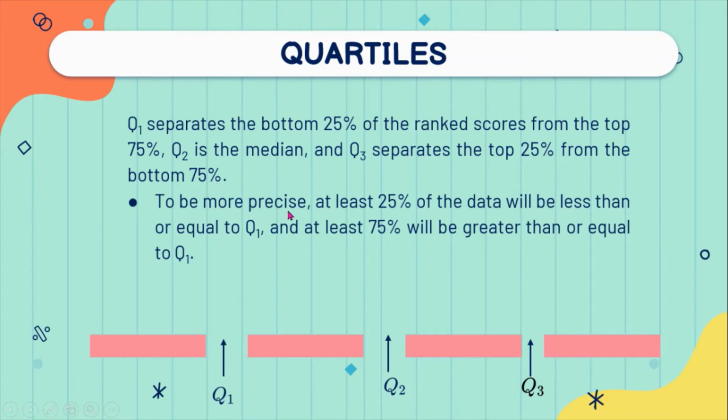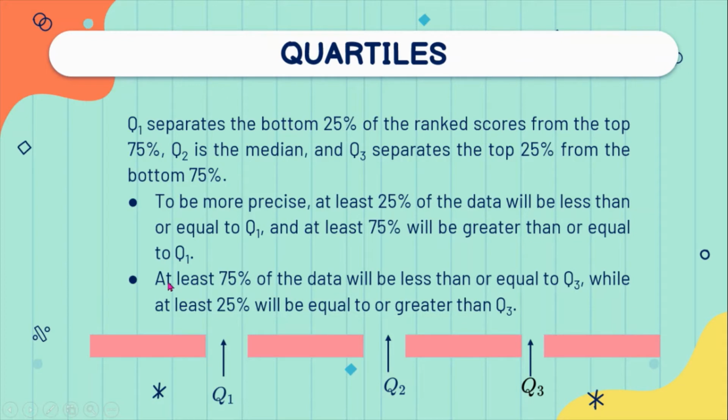To be more precise, at least 25% of the data will be less than or equal to Q sub 1, and at least 75% will be greater than or equal to Q sub 1. Or at least 75% of the data will be less than or equal to Q sub 3, while at least 25% will be equal to or greater than Q sub 3.